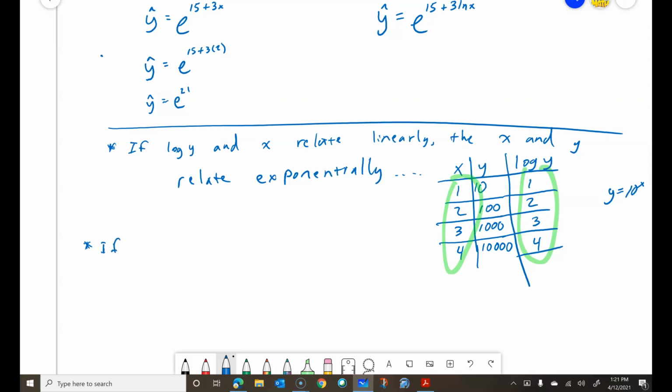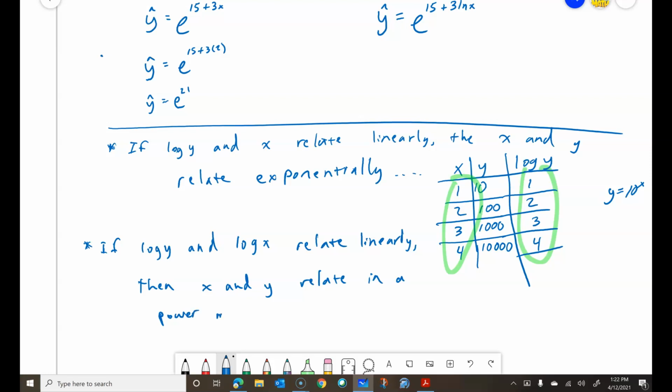If log y and log x, so notice I took the log of both of those, relate linearly, then x and y relate in a power model. So by power model, we mean that the best model for that situation would be a times x as your base raised to some power p.